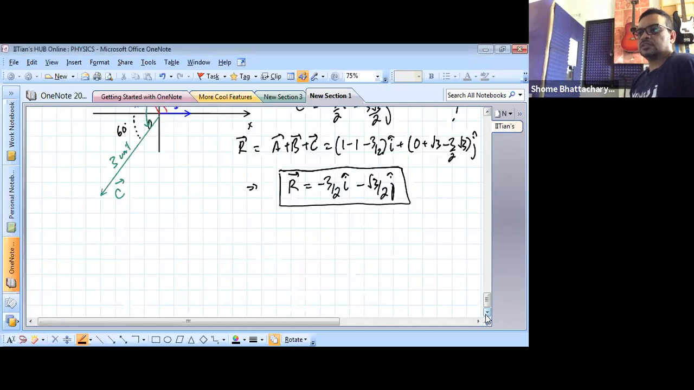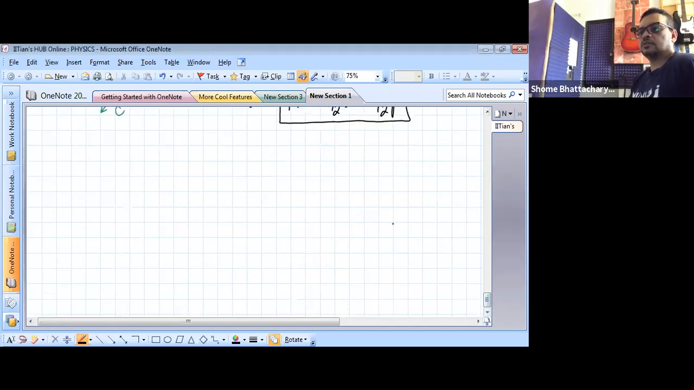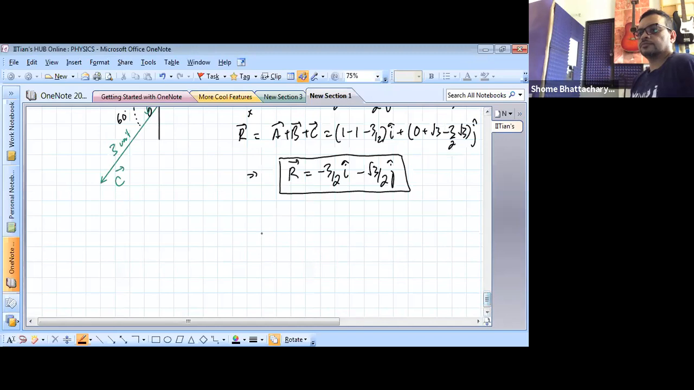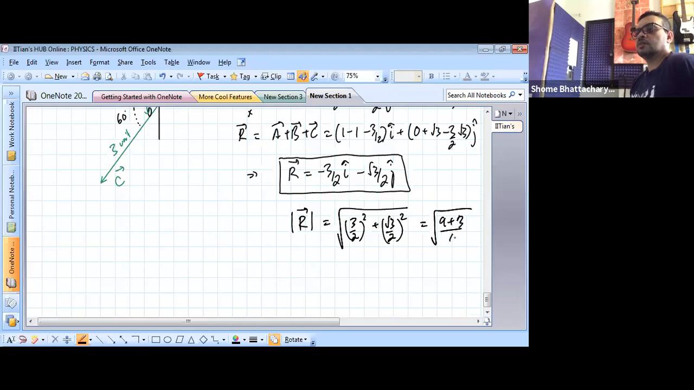Okay, so now let us understand that magnitude of the resultant becomes square root of 3 by 2 whole square plus root 3 by 2 whole square. So that is square root of 9 plus 3 by 4. So that will become root 3. So that is the answer to the 6th question.